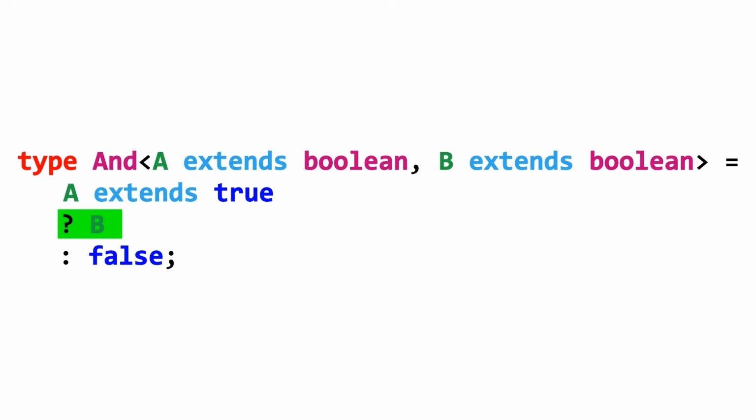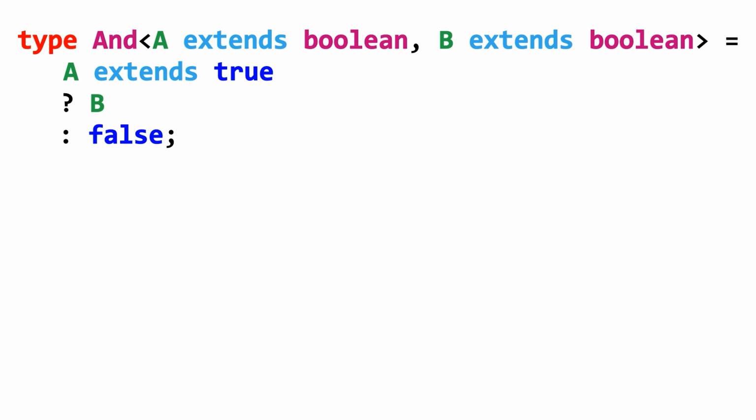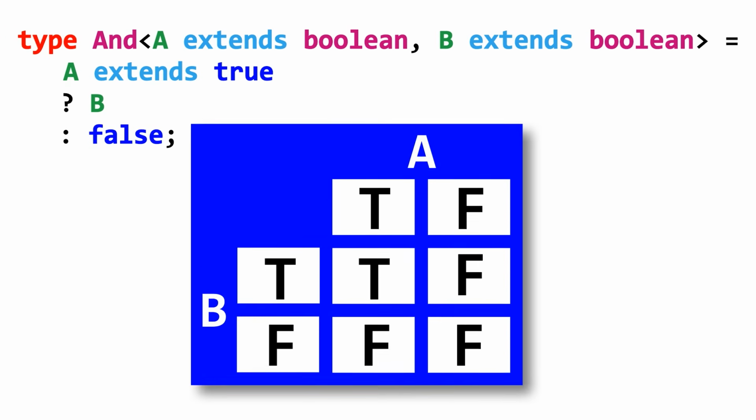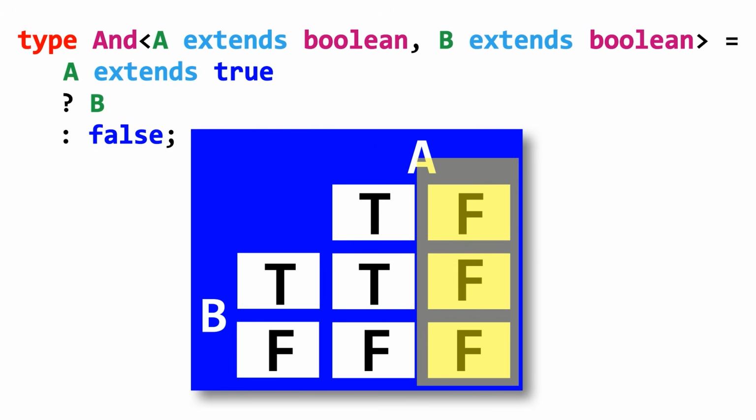So this line will return the value of B if A can be assigned to true, otherwise it returns false. Since the only thing that we can assign to true is true, this returns B if A is true, and false if A is false.